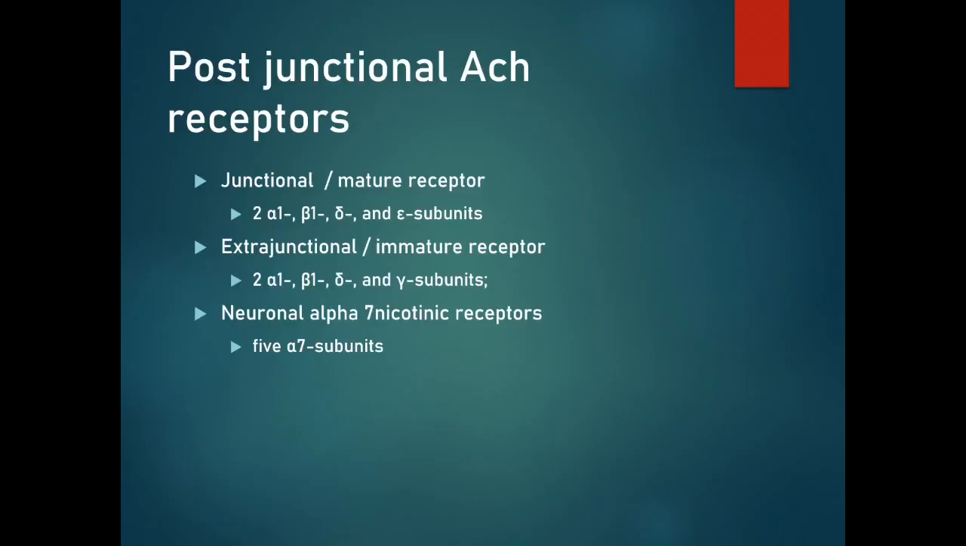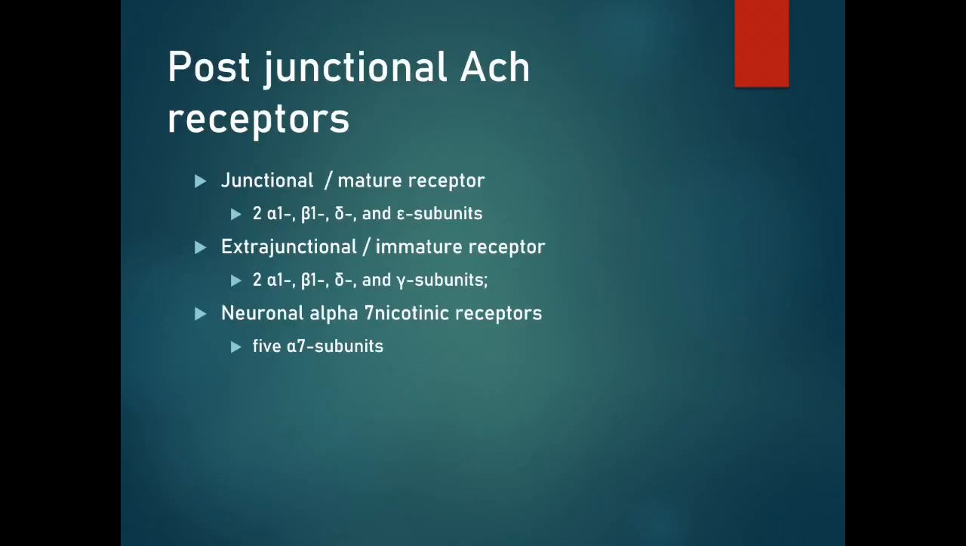extra-junctional receptors. Now these extra-junctional receptors, the immature receptors, are found in abundant quantities, especially after exposure to burns and trauma, wherein the subunits are going to alter, and this produces an irreversible blockade. And the next thing is the neuronal alpha 7 nicotinic receptors, which are found more in the juvenile aspects. So how do they differ?